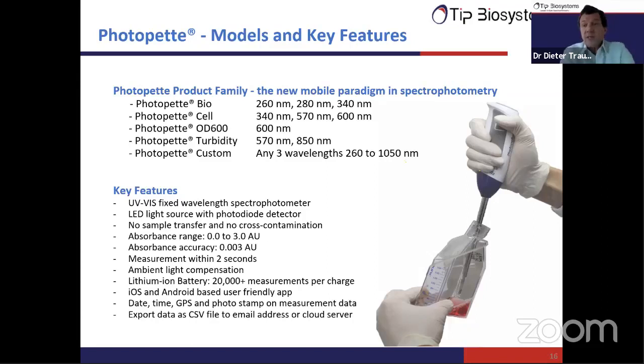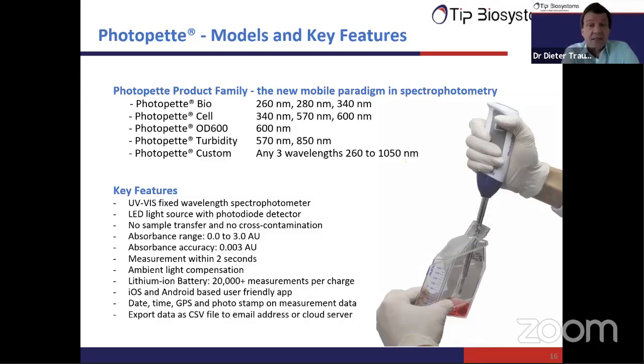The Photopette Bio is mainly to measure nucleic acid DNA concentrations, and DNA absorbs at 260 nanometer. Photopette Bio is also for protein measurements, absorption at 280 nanometer, and for certain enzymatic assays at 340 nanometer. And 340 nanometer has also another function. It's used as a background correction for very accurate measurements of nucleic acids and protein.